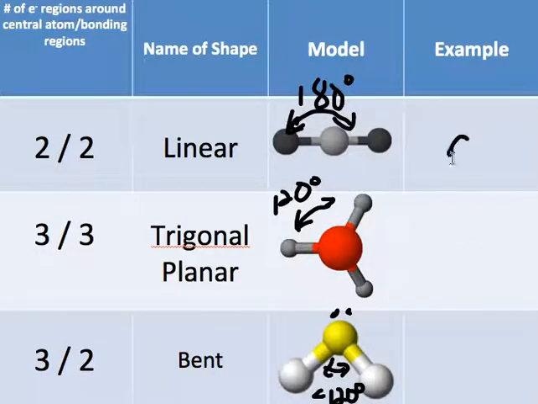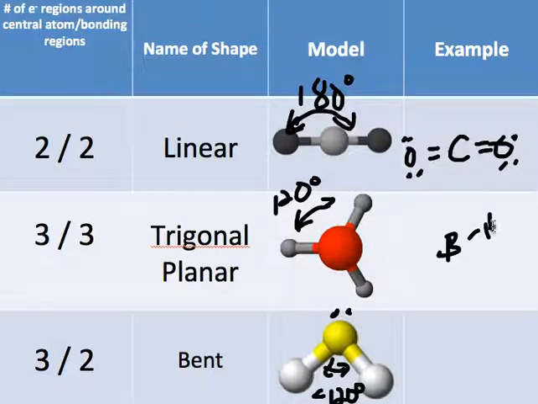Some examples: carbon dioxide is your most common example of the first one. So we're looking at the central atom only. Here's a Lewis structure. By looking at the central atom only, there's two regions. Even though there's a double bond, this just counts as a region of electrons. Those two regions will repel each other as much as possible and become linear because of that.